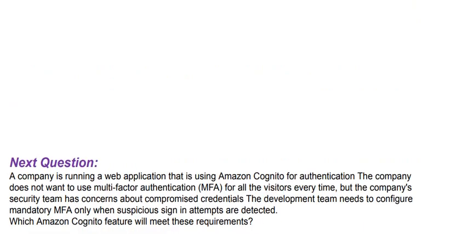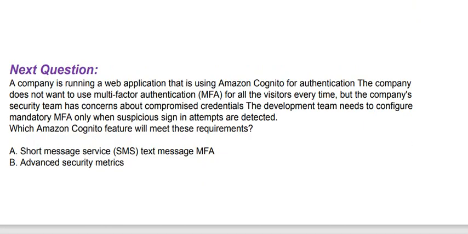Next question is: a company is running a web application that is using Amazon Cognito for authentication. The company does not want to use multi-factor authentication for all the visitors every time, but the company security team has concerns about compromised credentials. The development team needs to configure mandatory MFA only when suspicious sign-in attempts are detected. Which Amazon Cognito feature will meet these requirements?